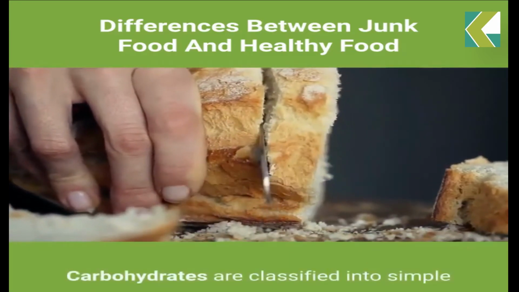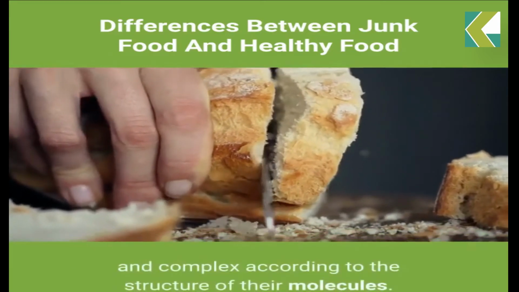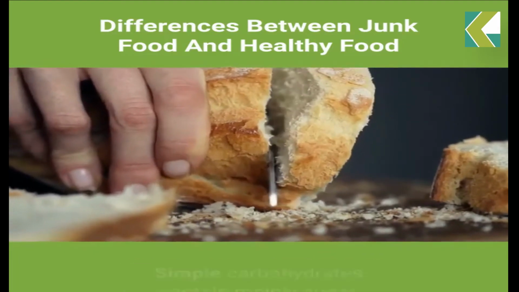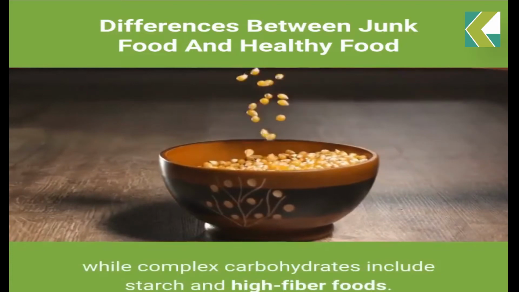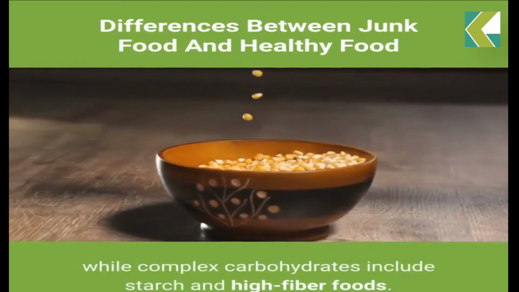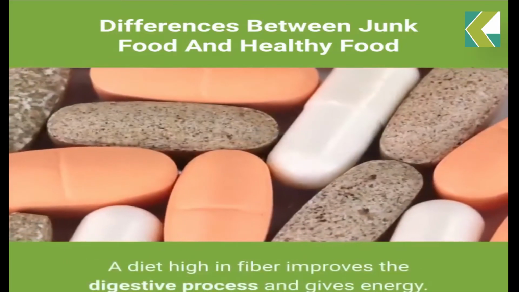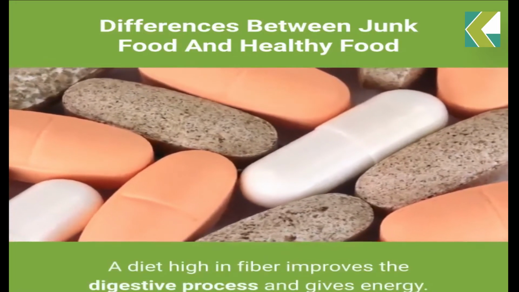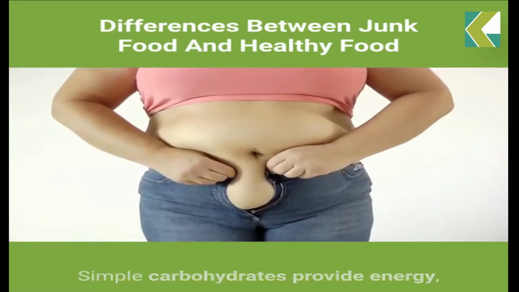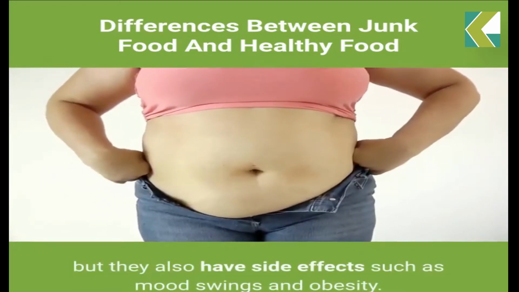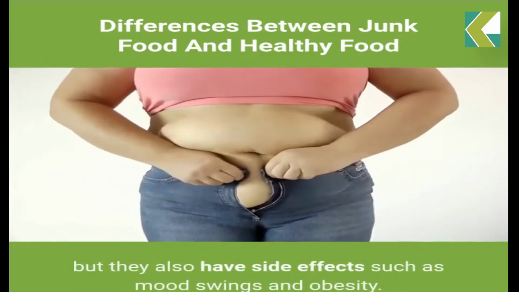Carbohydrates are classified into simple and complex according to the structure of their molecules. Simple carbohydrates contain mainly sugar, while complex carbohydrates include starch and high-fiber foods. A diet high in fiber improves the digestive process and gives energy. Simple carbohydrates provide energy, but they also have side effects such as mood swings and obesity.